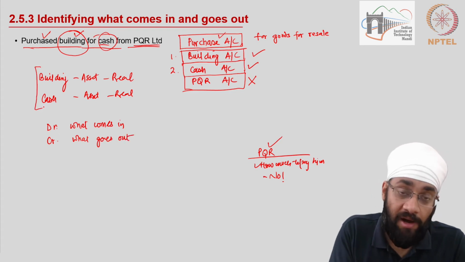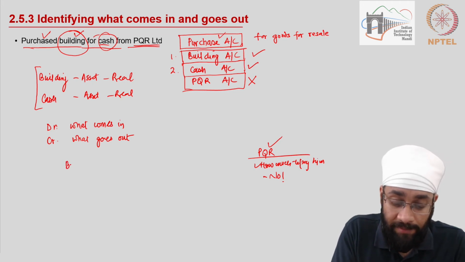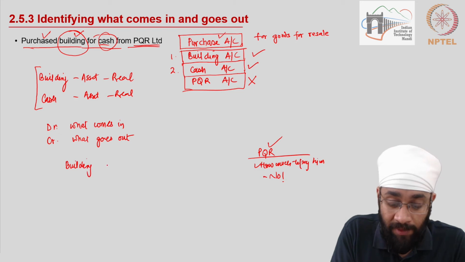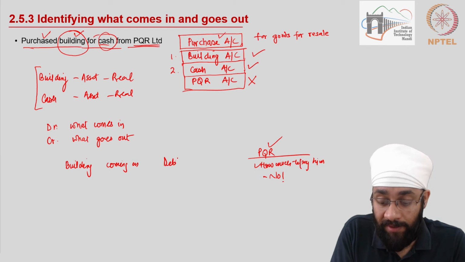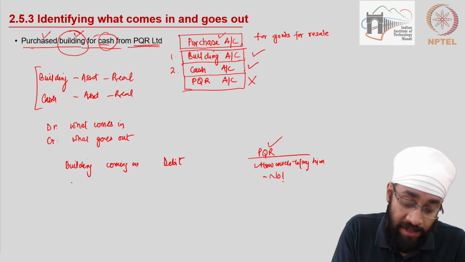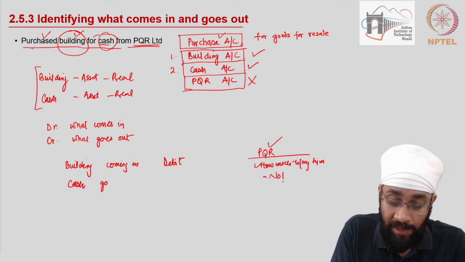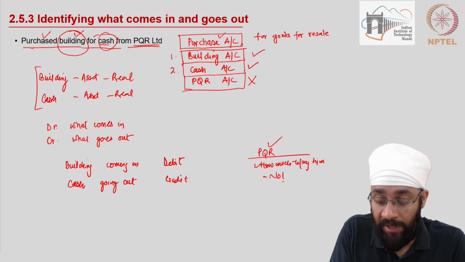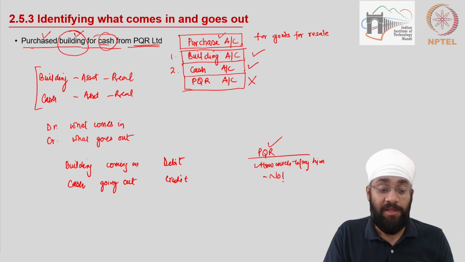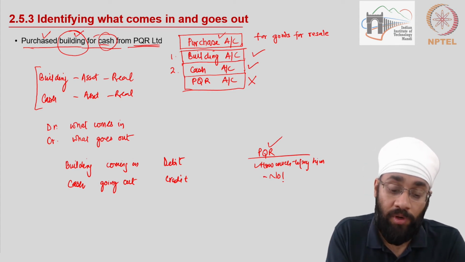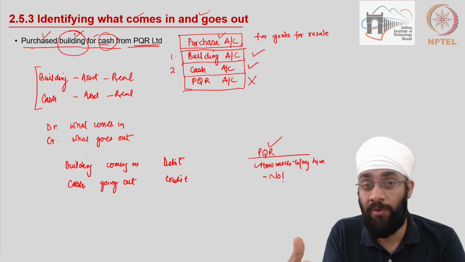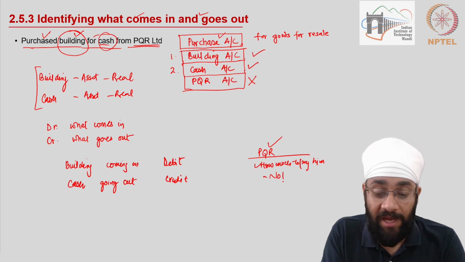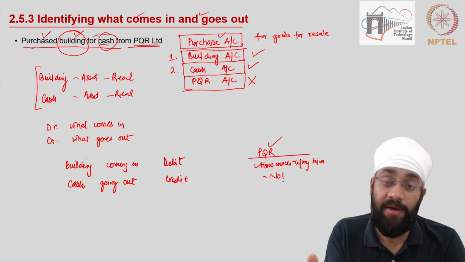Both the items are assets. Since you are purchasing, the building is coming in. So you would say building is coming in and hence you should write a debit for it. On the other hand, the cash is being paid, so cash is going out. So you should write a credit in the cash account. There you go. That's how you identify what comes in, what goes out, and also how to identify which accounts you should write the debit and credit into.